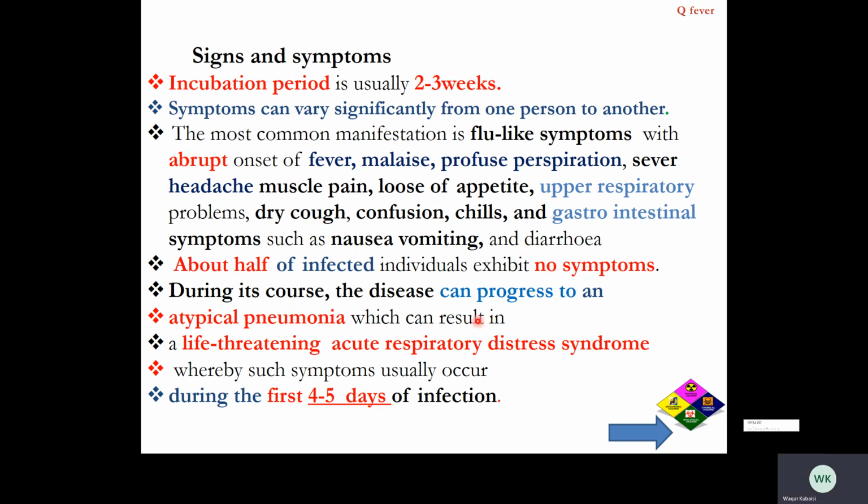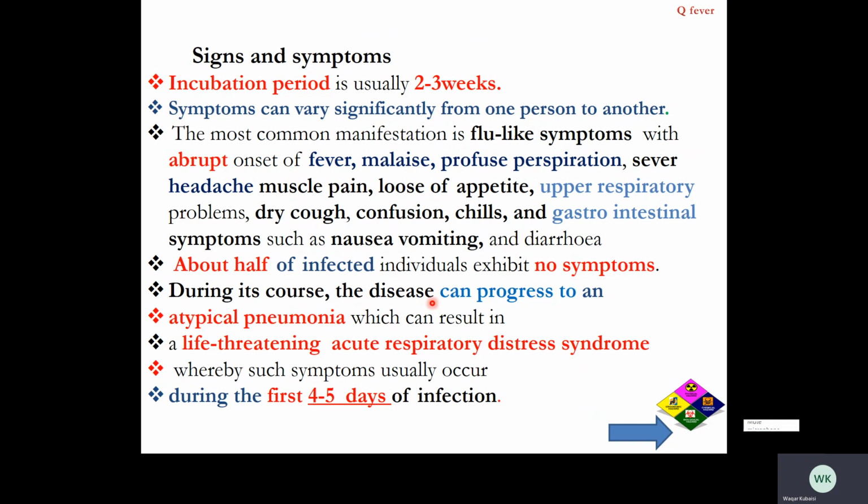About half the infected persons exhibit no symptoms. So 50% have no symptoms. The others could be mild, and only very, very rarely, about 5%, will be chronic. We will see. About half of the infected persons have no symptoms.